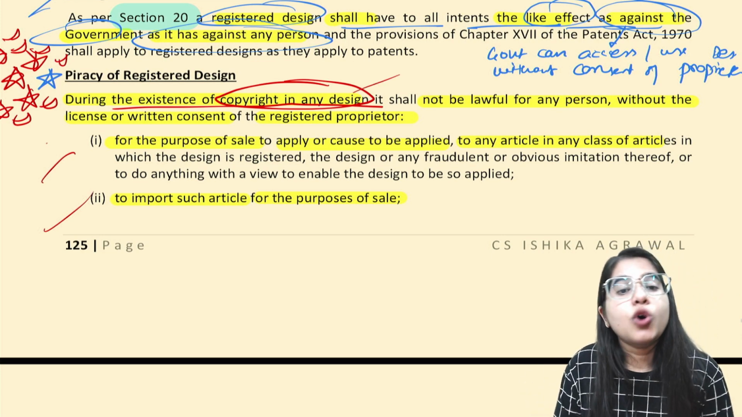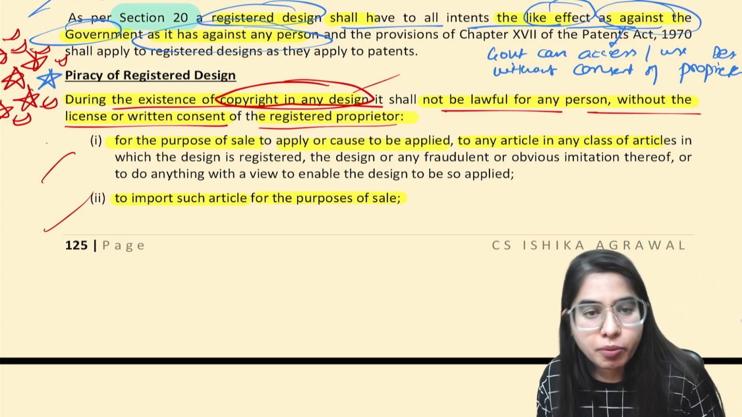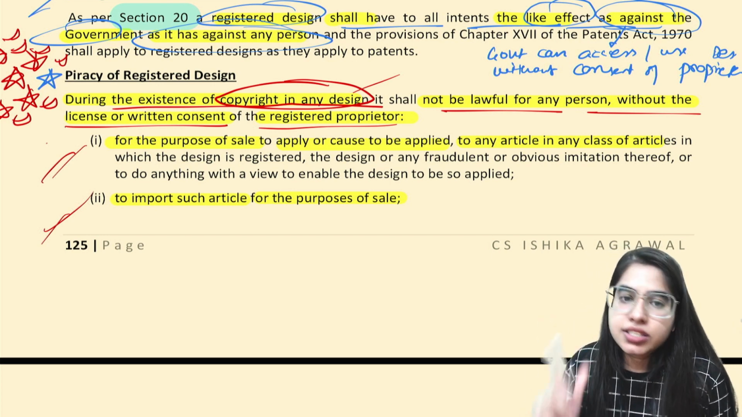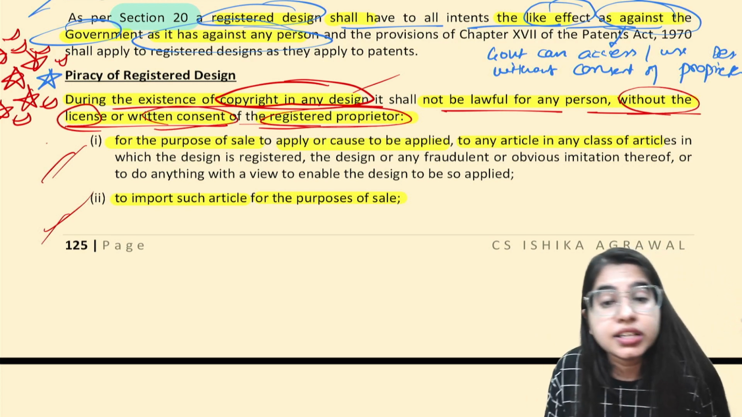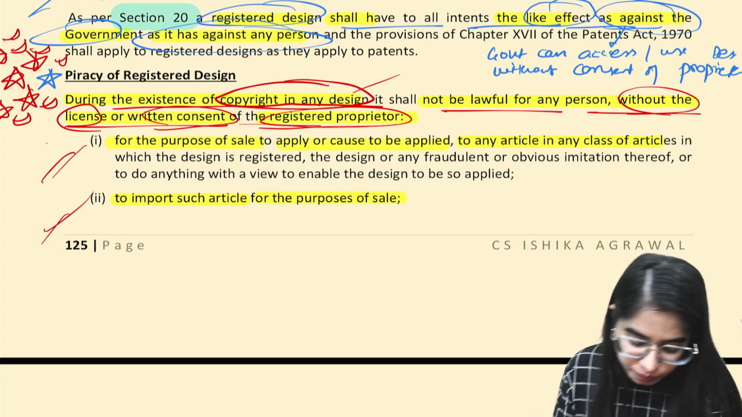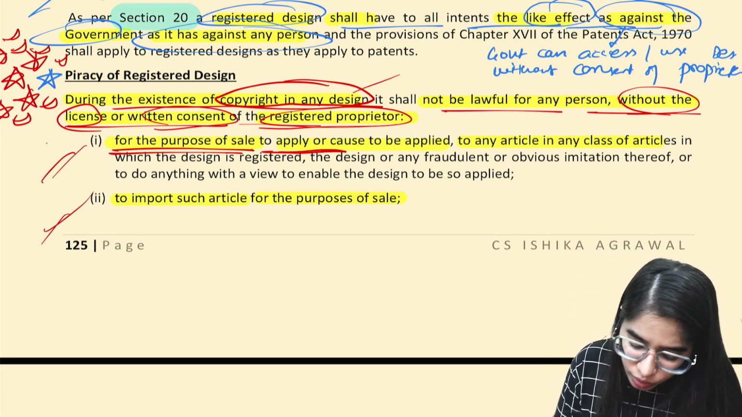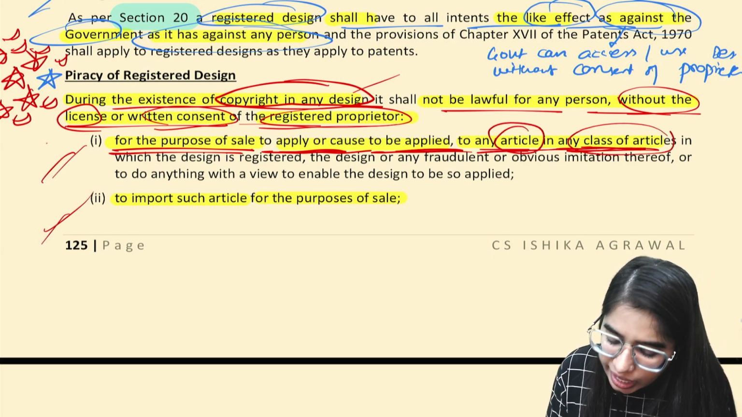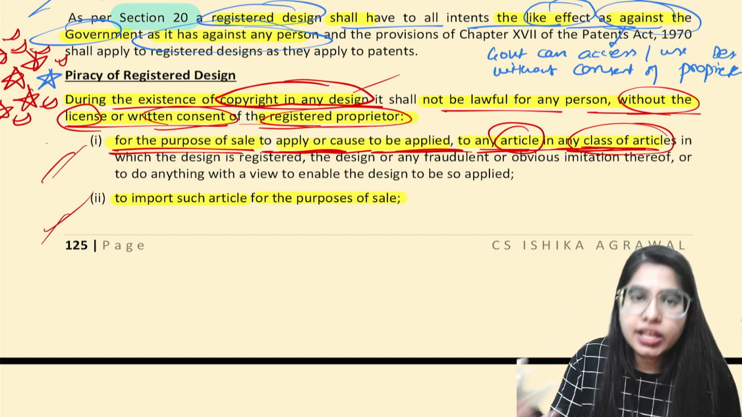So during the existence of the copyright in the design, it shall not be lawful for any person, without the license or the consent of the proprietor, to do these 3 things. These 3 things will be considered piracy only if done without the consent of the proprietor. Now what are these 3 things? Point number 1: if you are using the design for the purpose of sale, to apply or cause to be applied to an article in any class of articles, if you are applying that design to an article to sell that article.